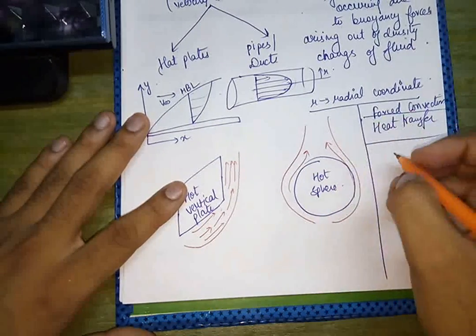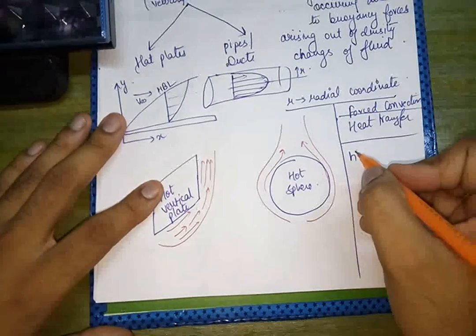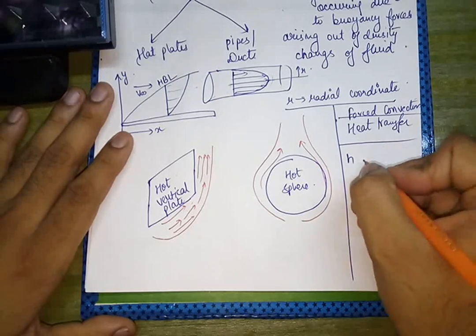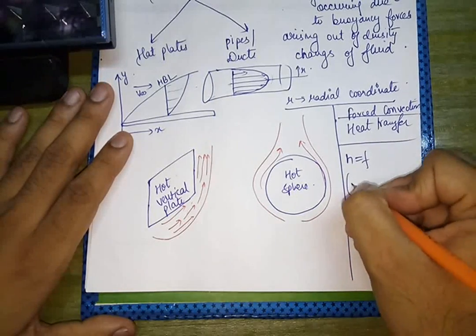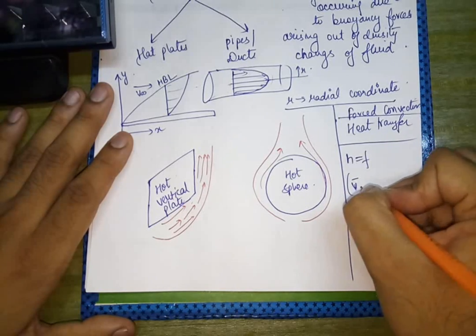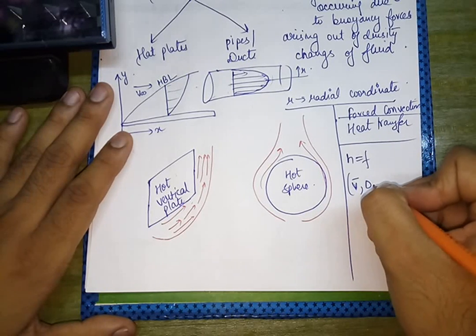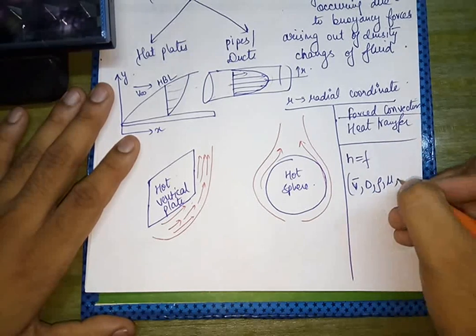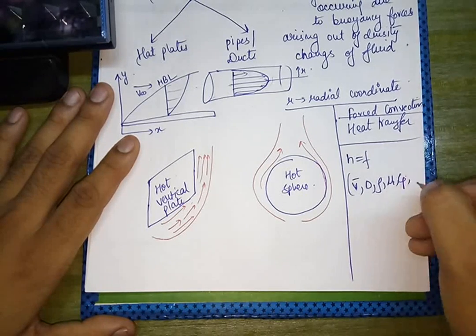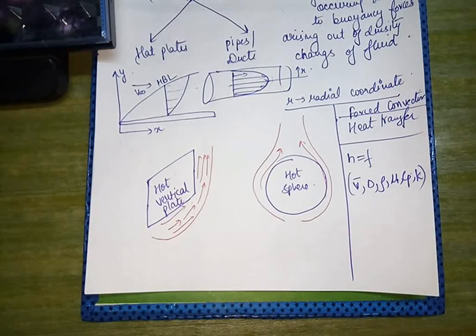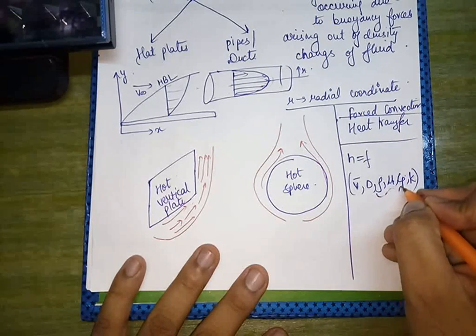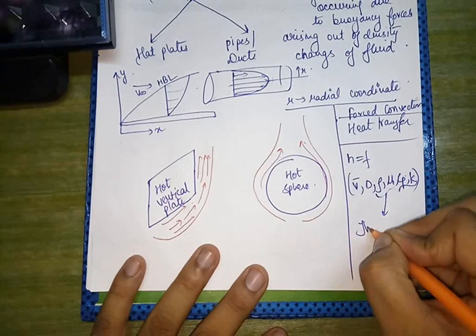Forced convection heat transfer, and we will find that the convective heat transfer coefficient in the case of forced convection heat transfer is a function of V bar. V bar means the average or the mean velocity, D is the characteristic dimension, rho is the density, mu is, you already know what mu is, Cp is the heat capacity, and K is the thermal conductivity.